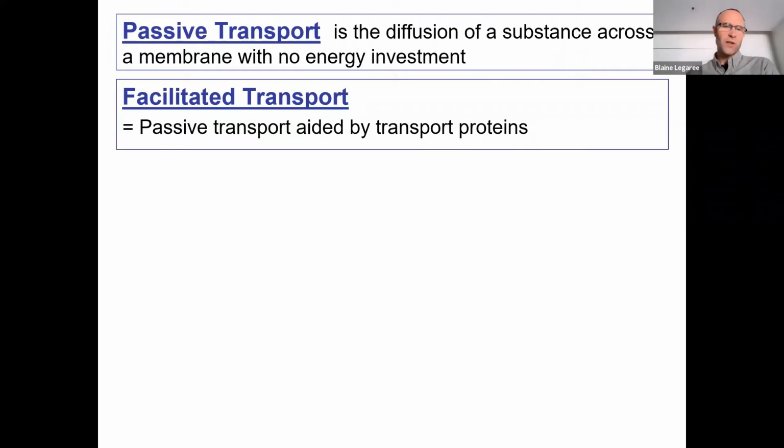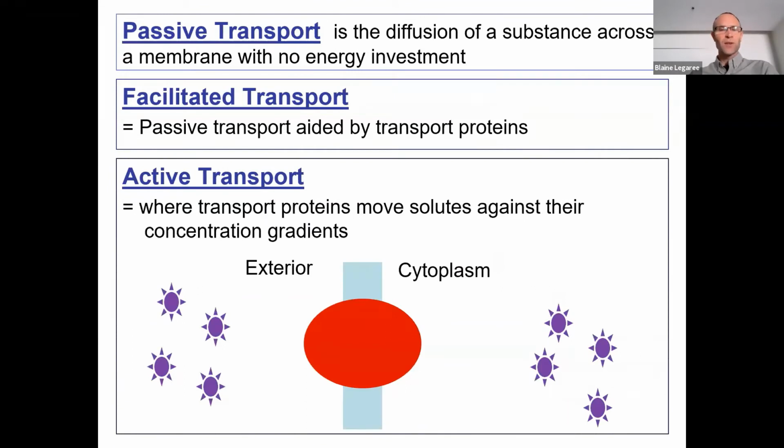Okay, so all of this transport we've been talking about so far has been passive, and by passive I mean it is basically following a concentration gradient and does not involve any kind of energy investment. So we want to talk about what happens if we need energy, and this is called active transport. Active obviously means energy. If you take a look, there's a little diagram.